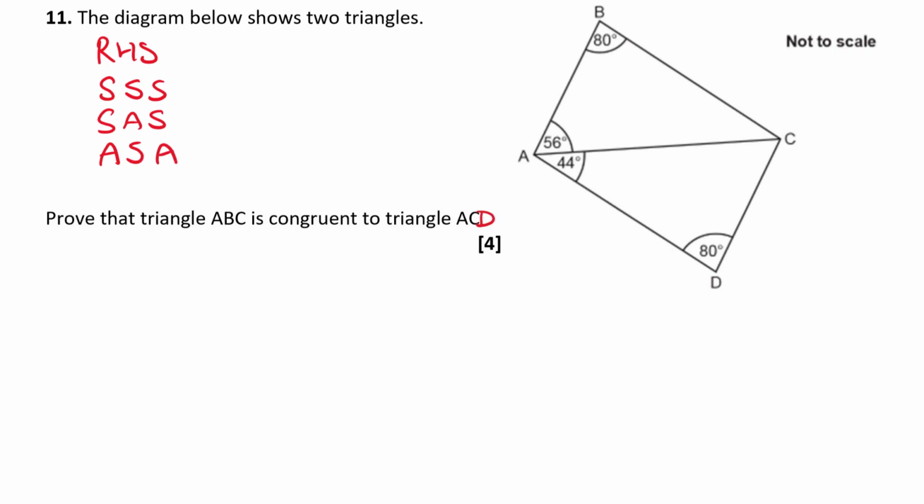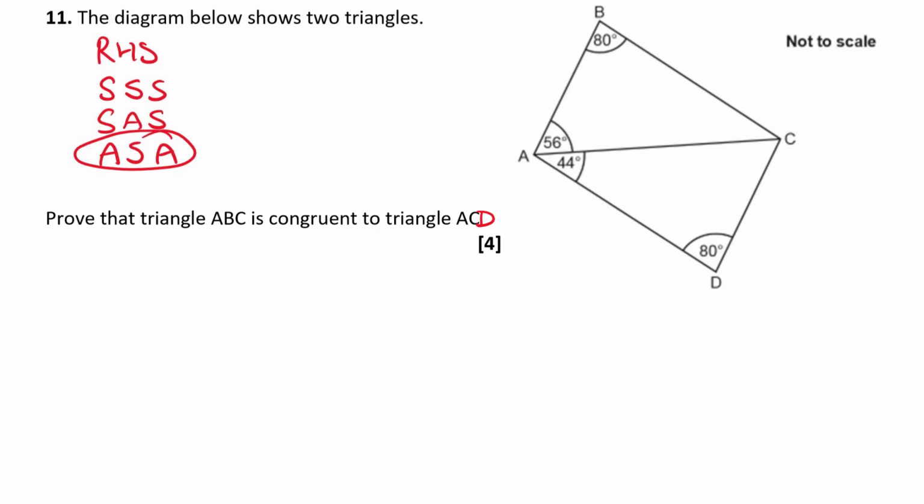Now looking at my diagram here, you can see that I've been given mostly angles and no information about sides, although I can see that one side is shared and they have that side AC in common. So that's what I'm going to be using today. I'm going to be looking at the ASA. I'm going to try and prove that two angles are the same and the included side is the same.